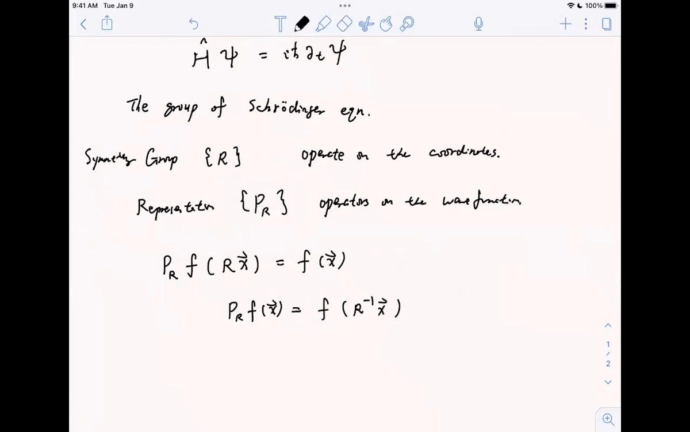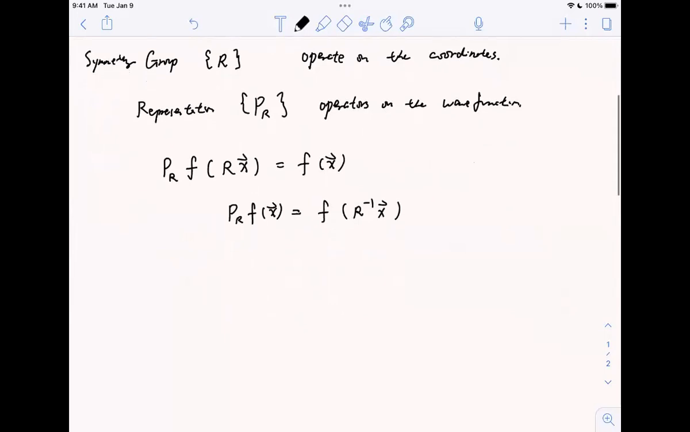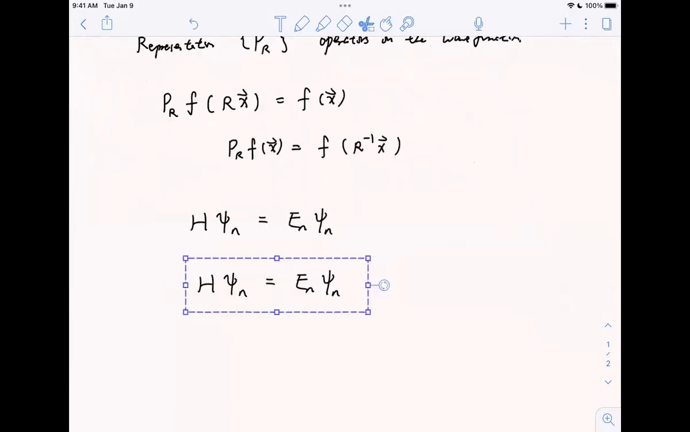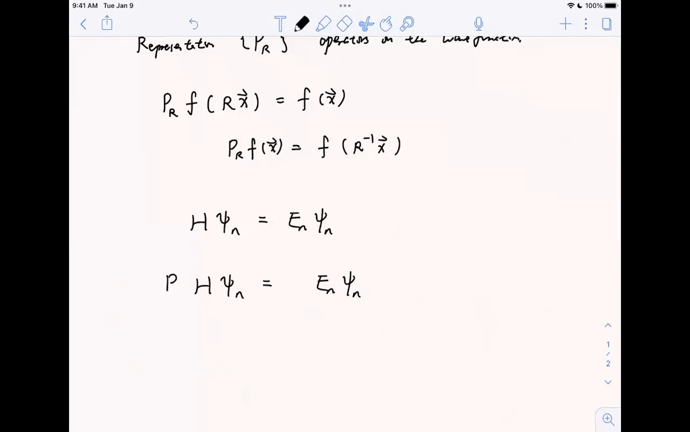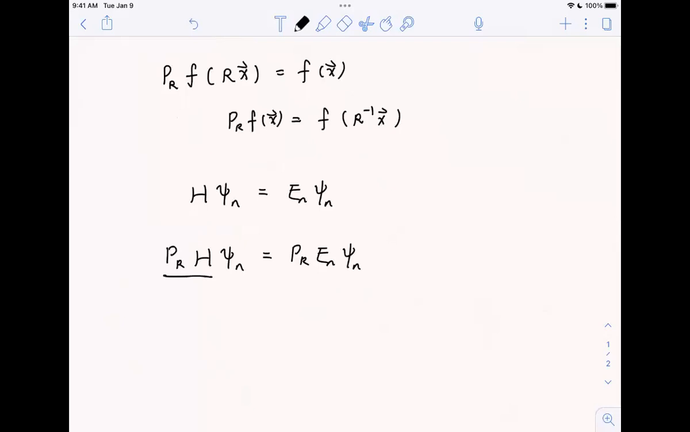I think I did something like that in a previous lecture to show that they are indeed the representation. Now, if this group commutes with the Hamiltonian, for example, if you have a wave function like this, then you apply P_R on both sides. Because this P_R and the Hamiltonian are the symmetry group of the Hamiltonian, these two will commute.